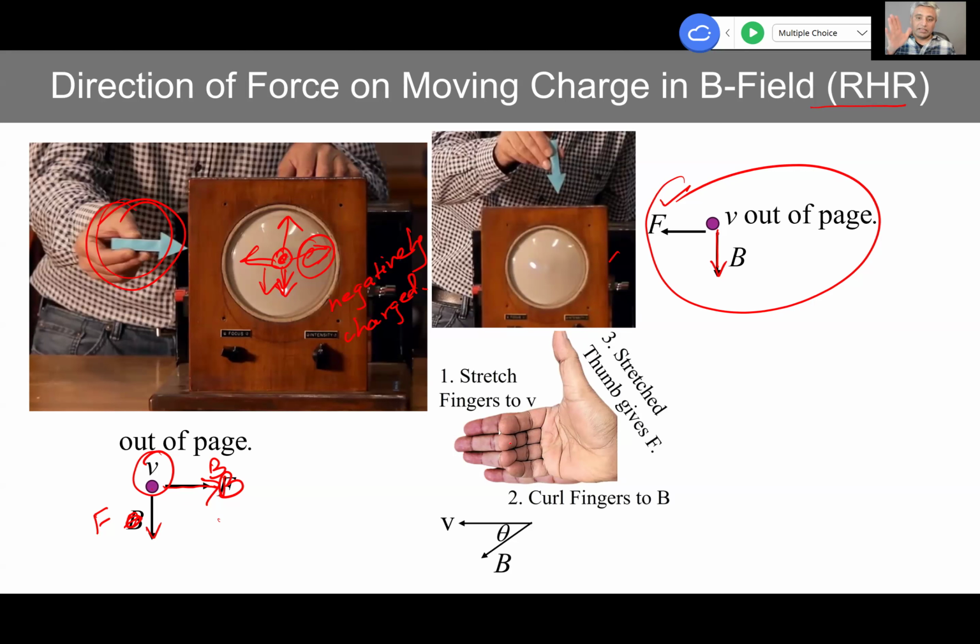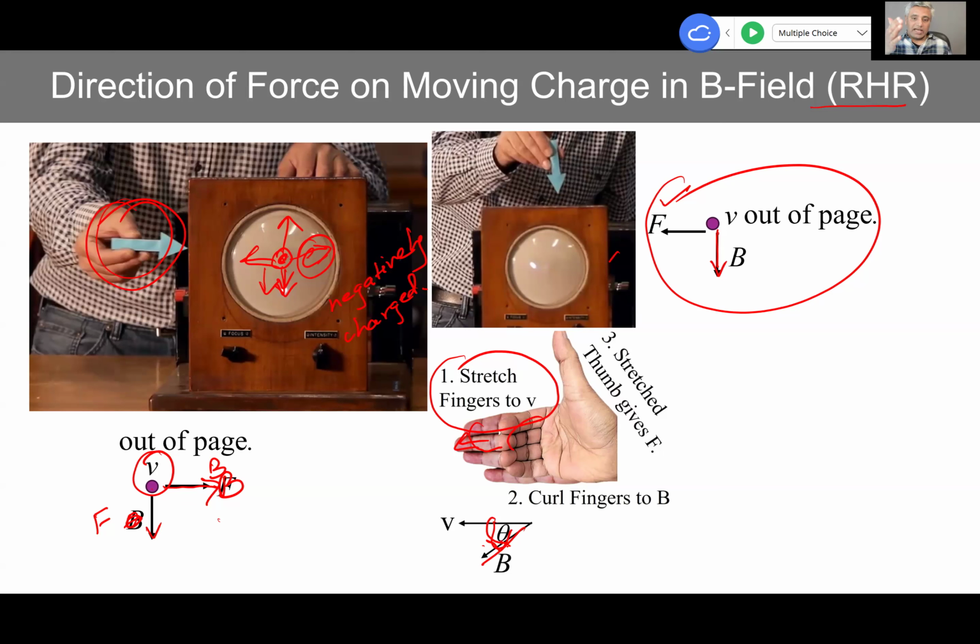So you start just like before with your stretched fingers and hand, but this time, rather than aiming the four fingers for current, you aim them for the velocity. Whatever direction it's going, you aim these four fingers in the direction of velocity. Stretch fingers to V, then curl in the direction of B. For example, let's suppose I have B going that way. Then we start by doing this and slowly curl the fingers this way because B is in this direction.